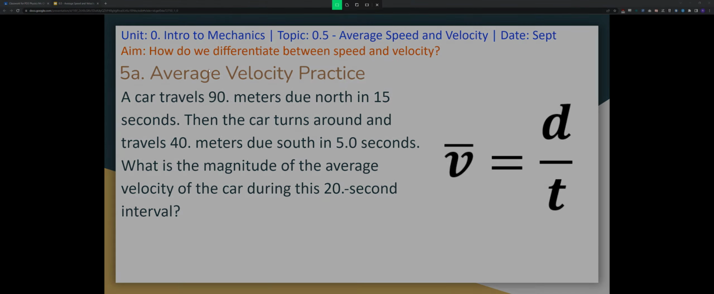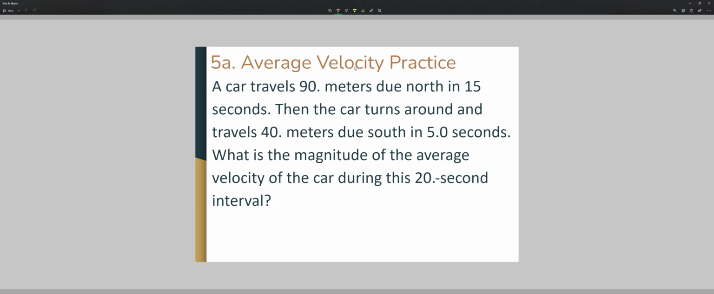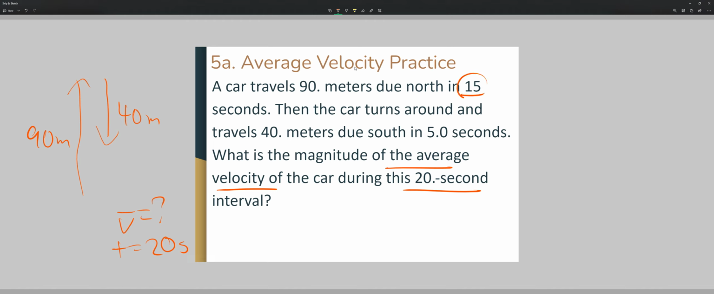So let's do a practice question. A car travels 90 meters north, right? So he travels 90 meters north, then turns around and goes 40 meters south in 5 seconds. What is the magnitude of your average velocity? So you want to look for your velocity here. And they're saying that the total time this took place was 20 seconds. You could have figured that out yourself, right? 15 plus 5.